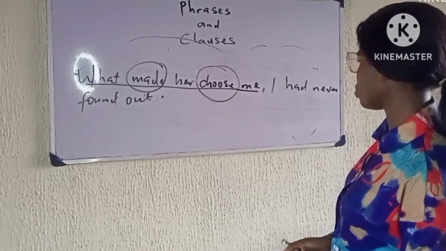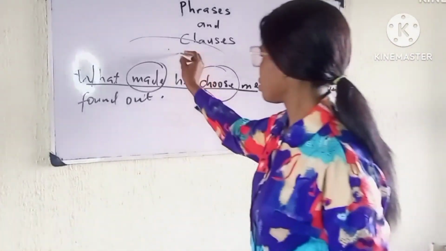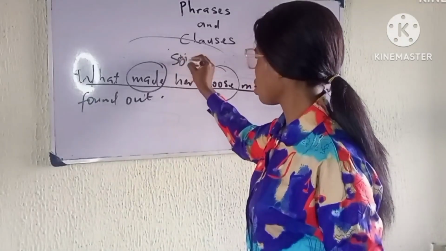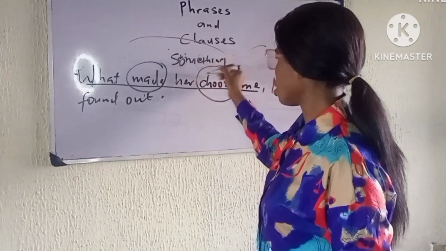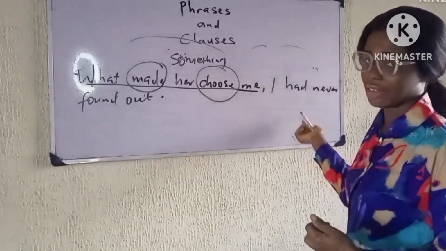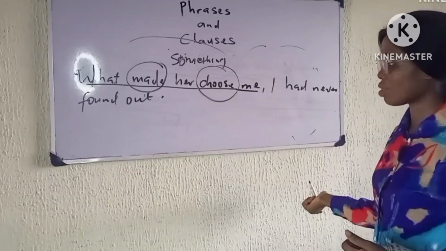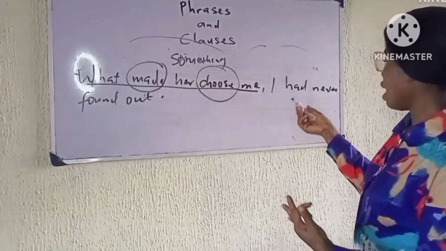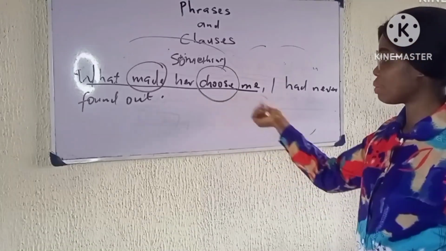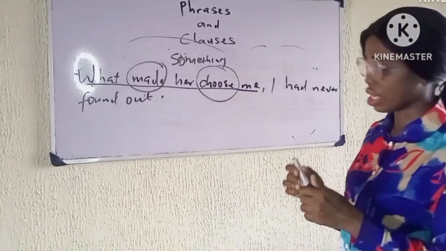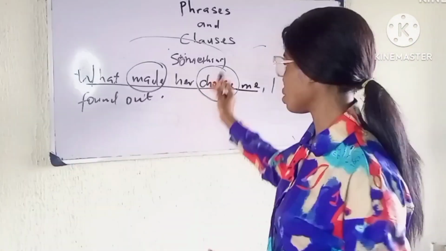Now, let's replace it with something. Does it make sense? Something I had never found out. Yes, it makes sense. You can say I had never found out something. Okay. And what is that something? What made her choose me? So we can actually replace these underlined words with something.